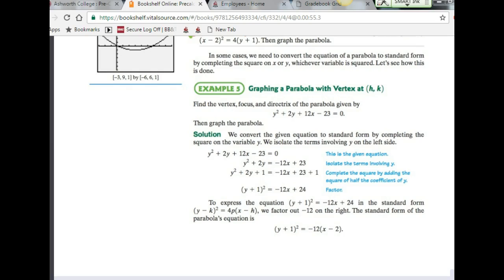So notice that I can factor out a negative 12 because it goes into both of those numbers. If I factor out a negative 12, I end up with x minus 2. That's just taking a negative 12 out of that right there. And that way it'll look like what we call the standard form of a parabola, which is (y − k) squared equals 4p times (x − h). Now this looks like standard form. Okay. Now, because of that, let me go over to the next page.